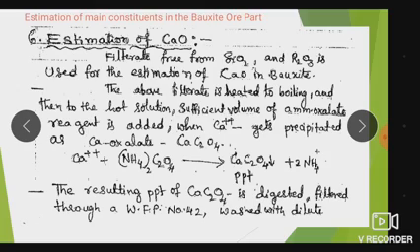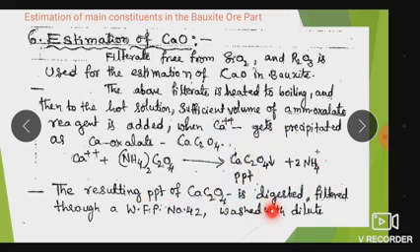Filtrate free from SiO2 and R2O3 is used for the estimation of calcium oxide in bauxite. The above filtrate is heated to boiling and then to the hot solution a sufficient volume of ammonium oxalate reagent is added, when calcium gets precipitated as calcium oxalate. So what is the reaction? That is Ca2+ plus ammonium oxalate (NH4)2C2O4 gives calcium oxalate precipitate CaC2O4 plus 2NH4+.